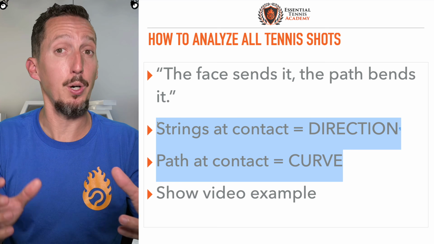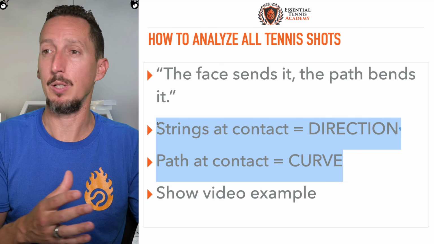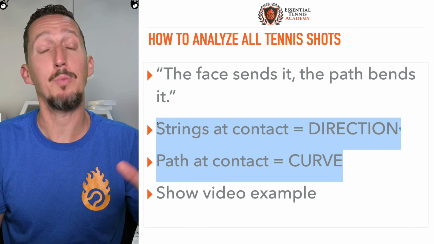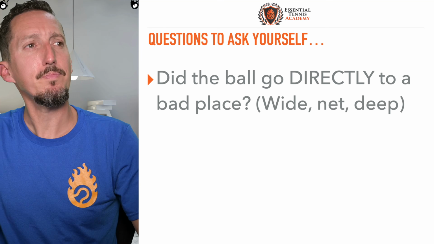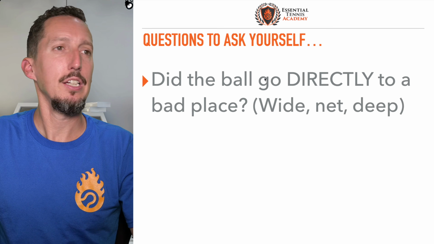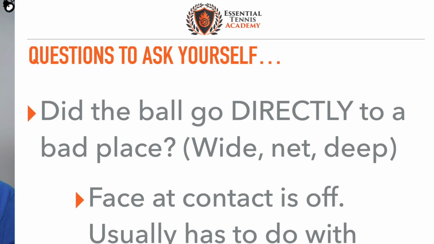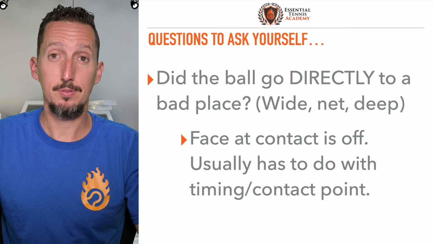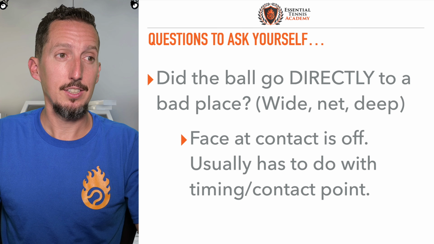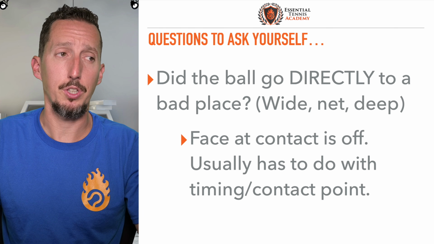And then from there you can play a little bit of detective and ask yourself, okay, why would that be happening? Why would my racket face be a little bit open? Why would my racket face be a little bit closed? And so on and so forth. So here are the questions you want to ask yourself. Did the ball go directly to a bad place, like wide or net or deep? If the answer is yes, then the racket face at contact is off. It's facing the wrong way. And usually that has to do with timing or contact point, just like we talked about with your serve.